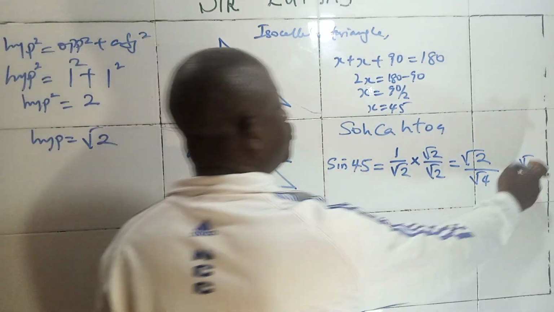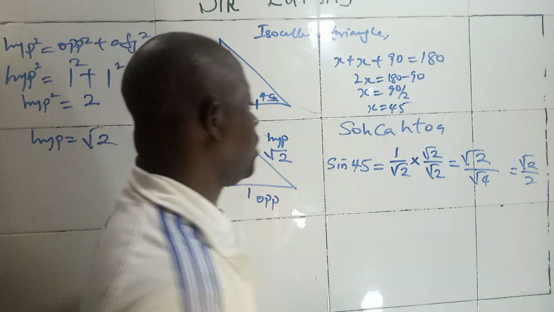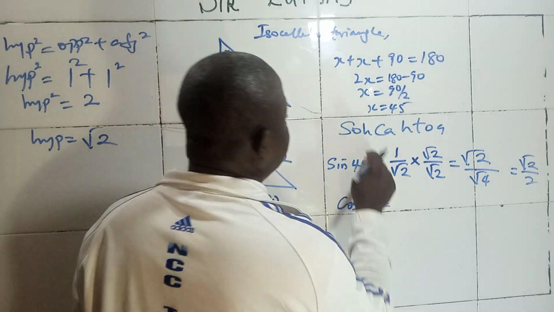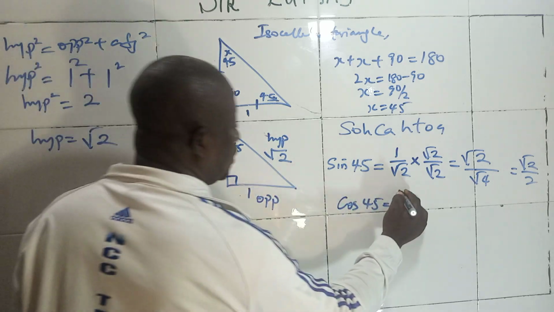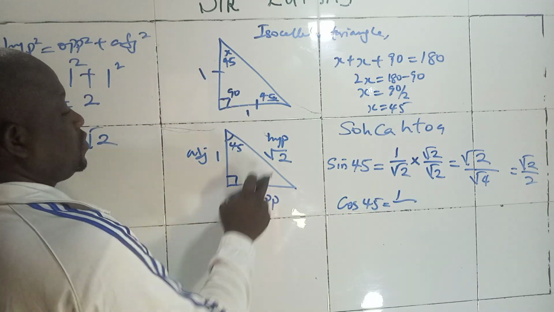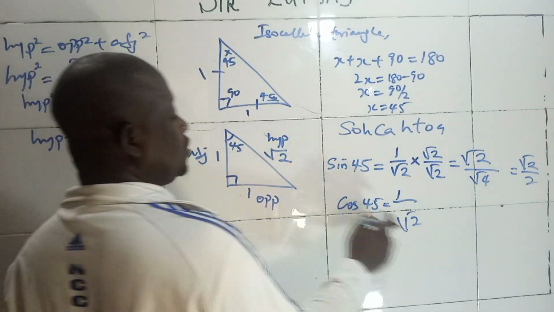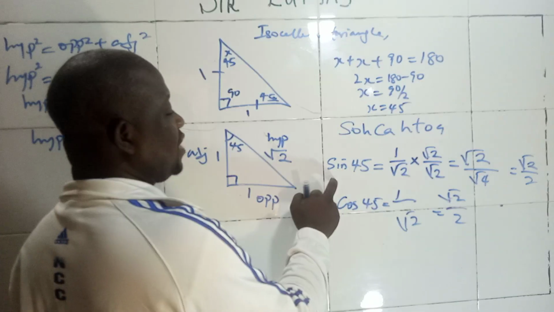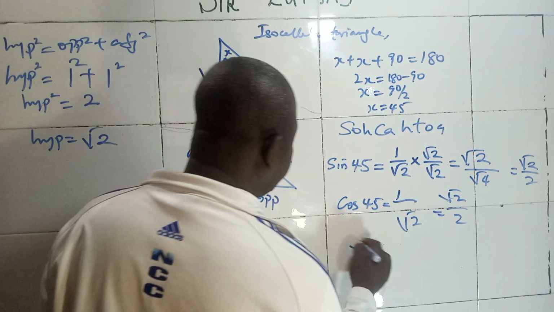So sine 45 is root 2 all over 2. You don't need to cram anything. Just understand the principle and you're good to go. Cos 45 will be adjacent over hypotenuse. Our adjacent is 1 and our hypotenuse is root 2. From the way we solved for this, we have root 2 all over 2. So it means that sine 45 is equal to cos 45.